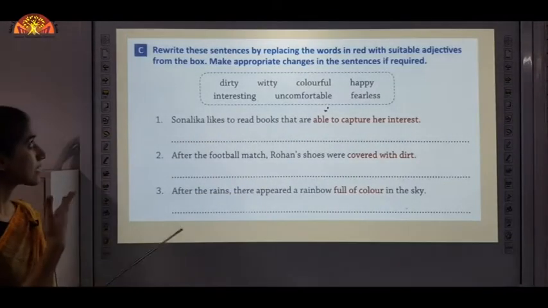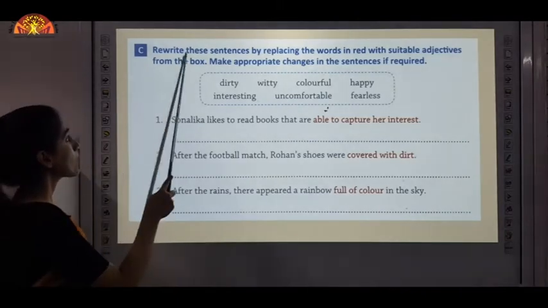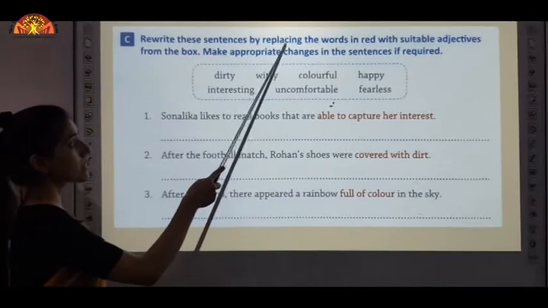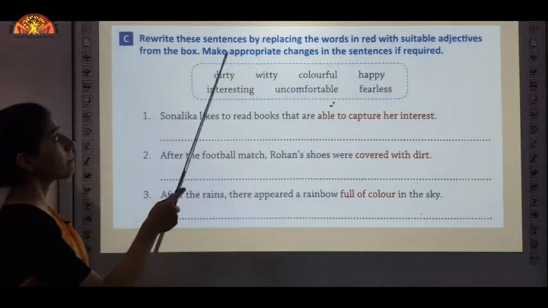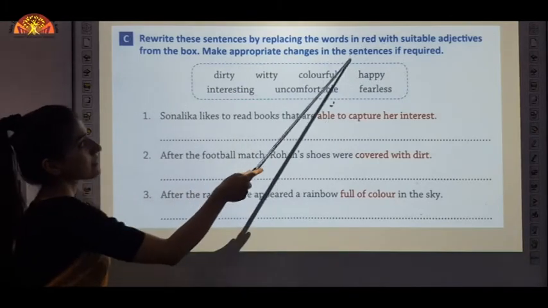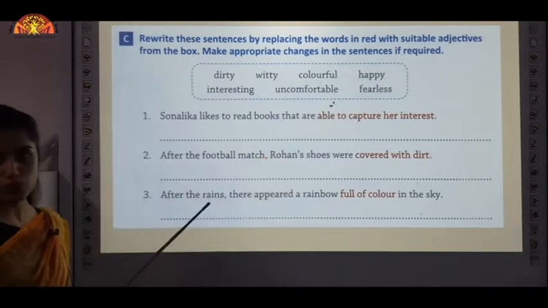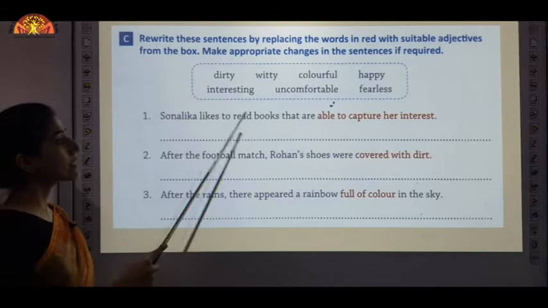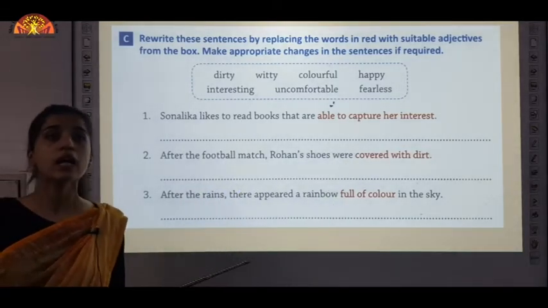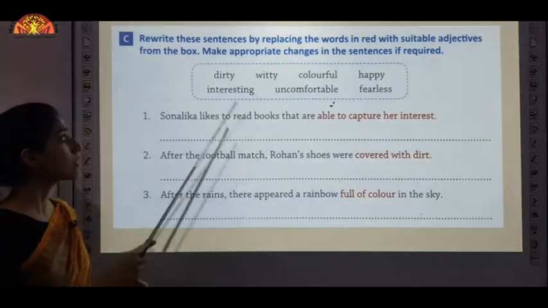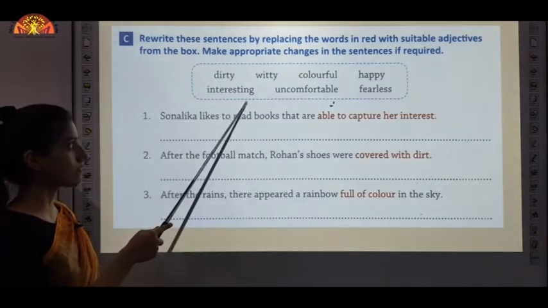So now let's see another exercise related to this topic, that is question C. Rewrite these sentences by replacing the words in red with suitable adjectives from the box and make appropriate changes in the sentences if required. So now what you have to do is, for the words that are given in red, you have to find a suitable word that describes that thing only. You have to choose that word from this box that is given over here.